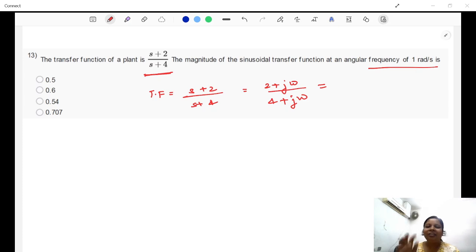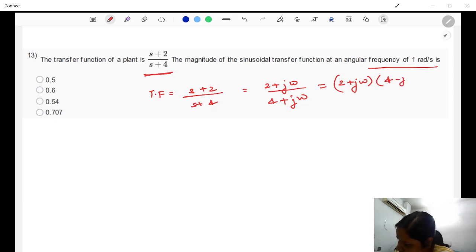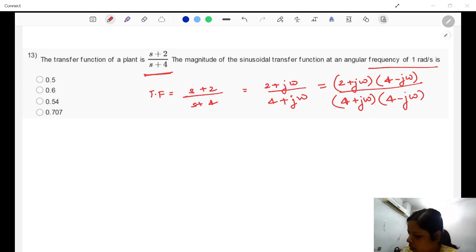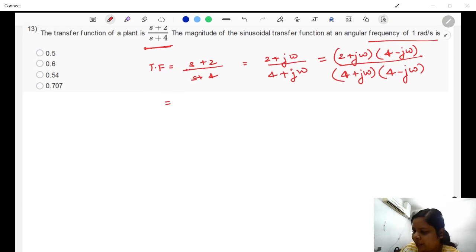In the next question we are supposed to find out the phase of the system. From here also you can calculate the magnitude by squaring the numerator and denominator independently. But in the next question we'll try to find out the phase, so I'll simplify it to such an extent that we can find the phase easily. So basically I'll try that there is no imaginary term in the denominator. So it is 2 plus j omega, 4 minus j omega, upon 4 plus j omega into 4 minus j omega. I have multiplied by the conjugate of the denominator in both numerator and denominator.